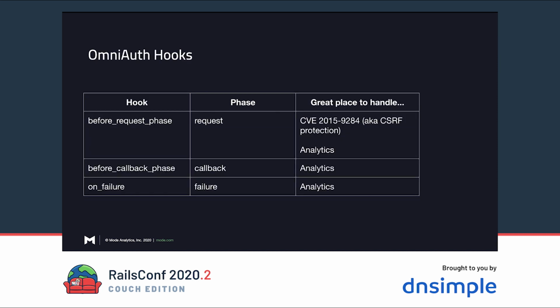Omniauth supports some useful hooks, such as before request phase, a good place for CSRF verification and sending information to analytics, before callback phase, and on failure. In between, it delegates the actual work to whichever authentication strategy is appropriate.